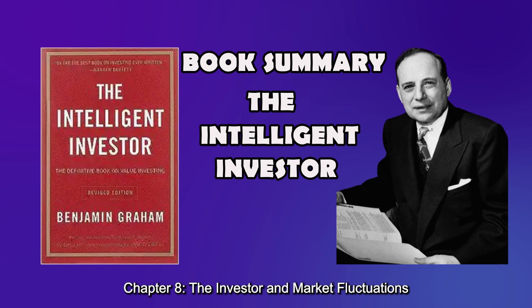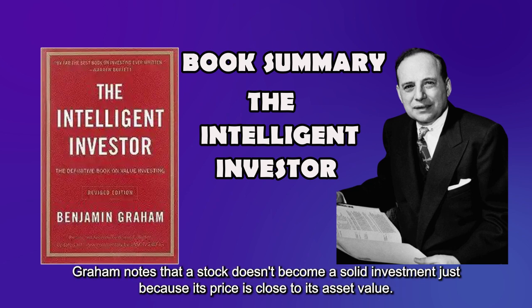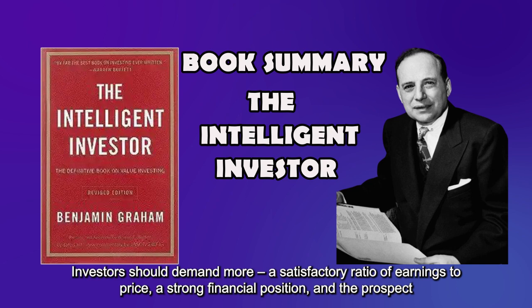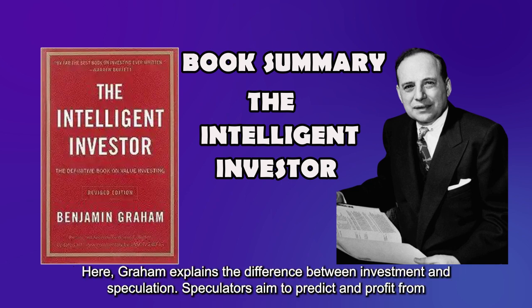Chapter 8: The Investor and Market Fluctuations. This chapter covers the paradox that successful companies often experience greater fluctuations in their stock prices. Graham notes that a stock doesn't become a solid investment just because its price is close to its asset value. Investors should demand a satisfactory ratio of earnings to price, a strong financial position, and the prospect of maintaining earnings over time. Here, Graham explains the difference between investment and speculation.